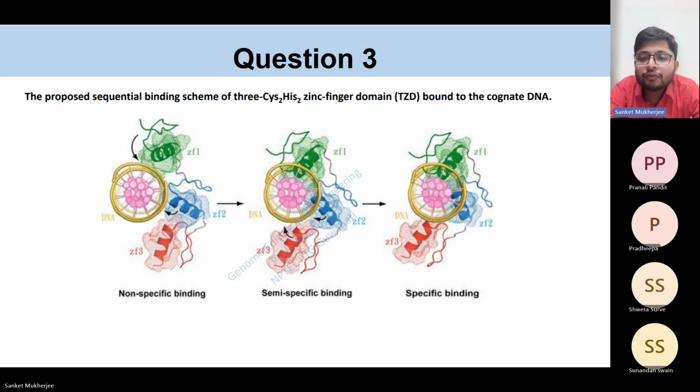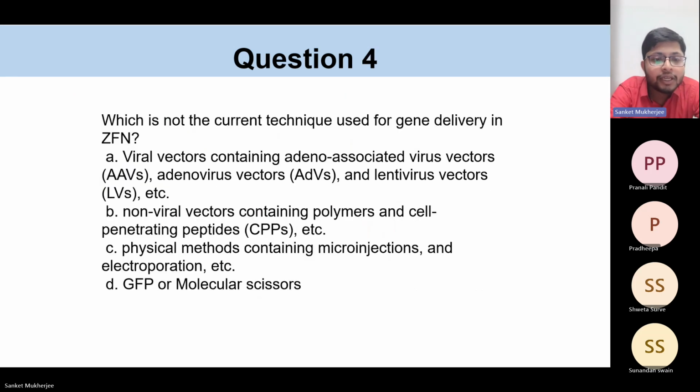So which one of these will be involved for the specificity? Alpha helix. That is correct. That is the alpha helix residues. They will be involved for the specificity of this zinc finger domain. So yeah, you're right. So which is not the current technique used for gene delivery in zinc finger nucleases?